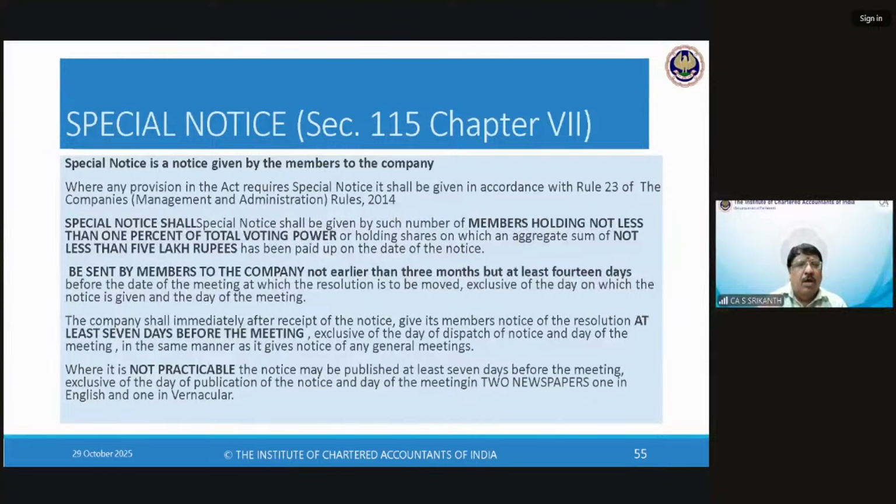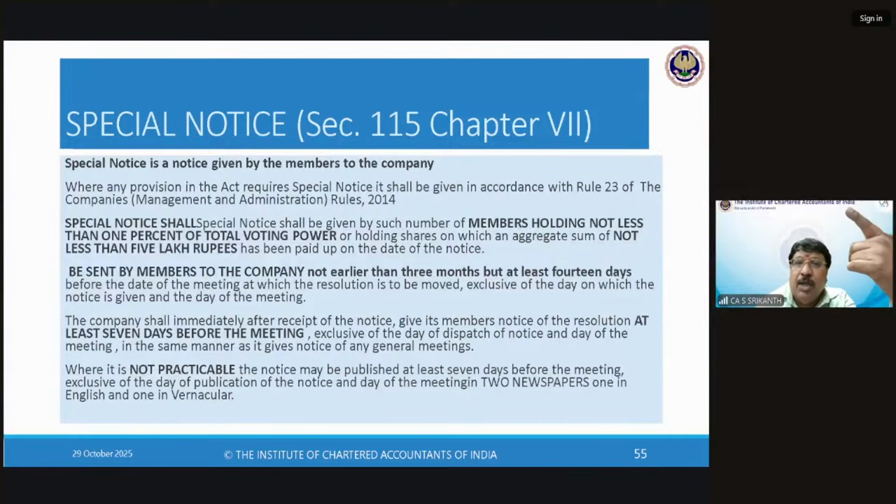If together we are holding 1,000 shares, not less than that, then we can. Or if the company is huge, suppose 500 crore turnover, or 50 crore paid up capital, then 1% may be huge. Therefore, even if together we are holding 5 lakh rupees, it is okay. So that group of members will give special notice.